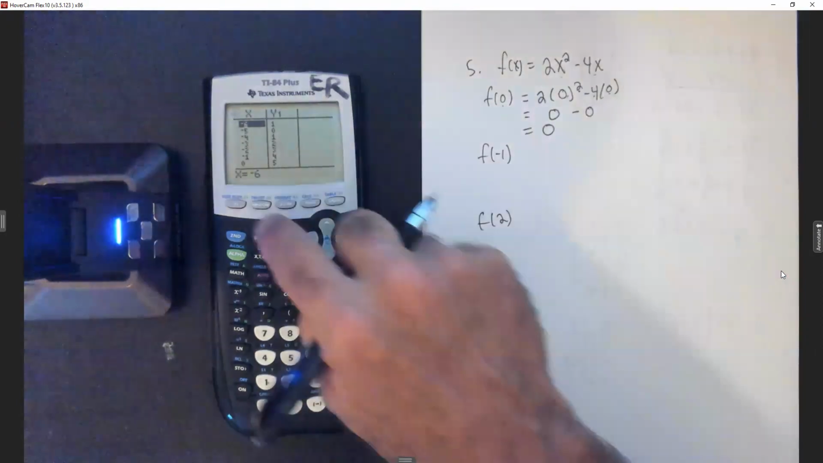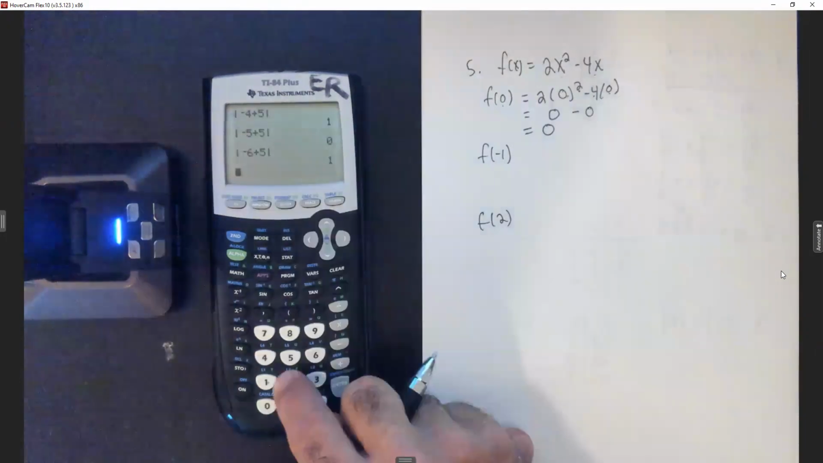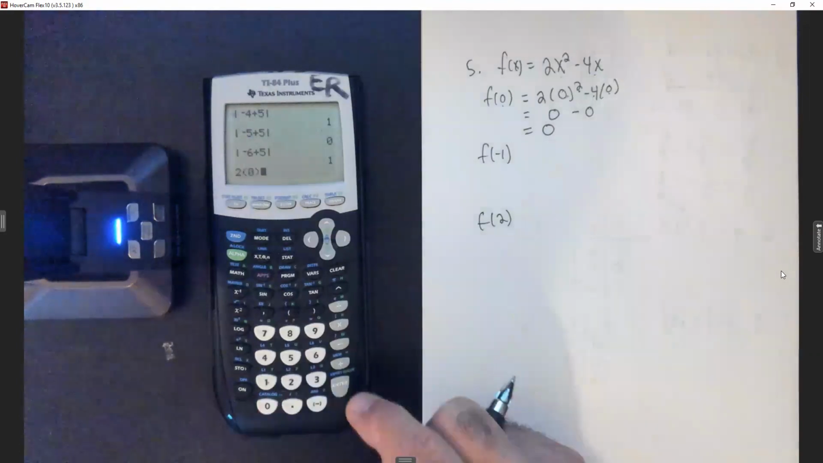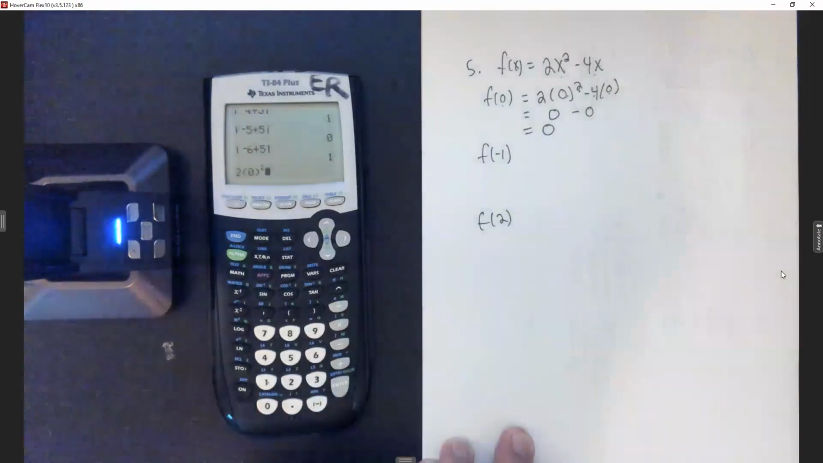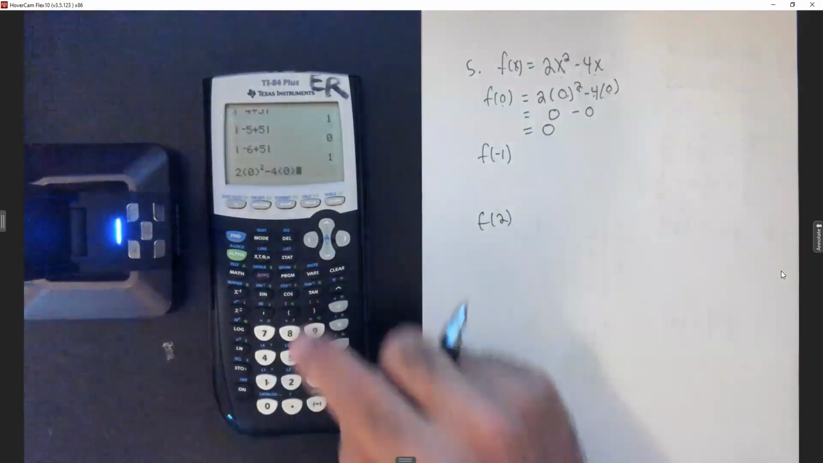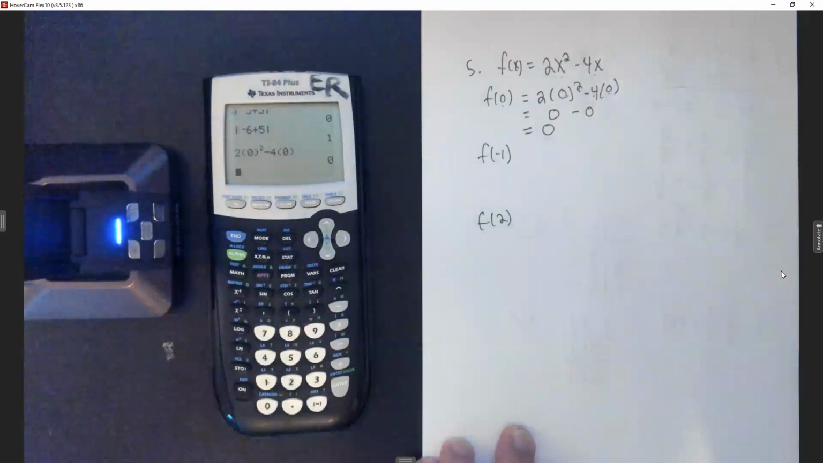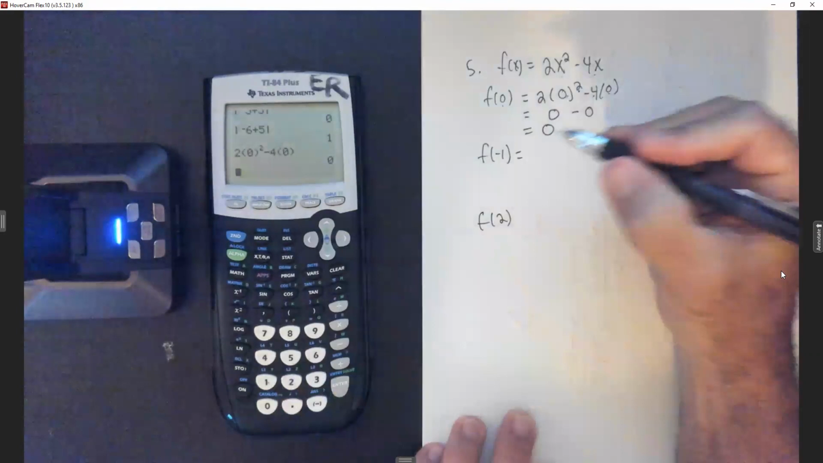But remember, you got these calculators, so all you had to do was put a 2, put your 0 in parentheses, square that, and then minus 4 times that 0. Hit enter, you will get 0. F of -1 wants me to take that 2 x's and put a -1 in for it.